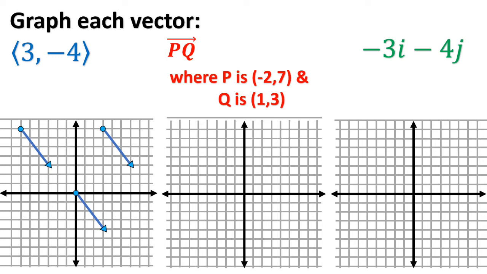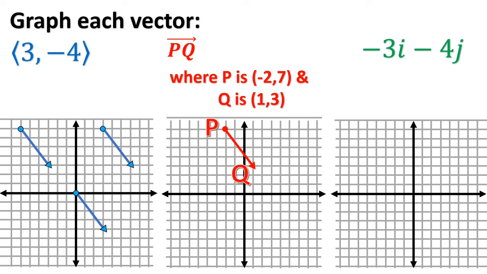Moving on to graphing vector PQ, which is in arrow form. We would start by graphing the tail P at the coordinate (-2, 7), and then we would graph the head Q at point (1, 3). Connecting. Because P comes before Q, P must be the point and Q must be the arrow.